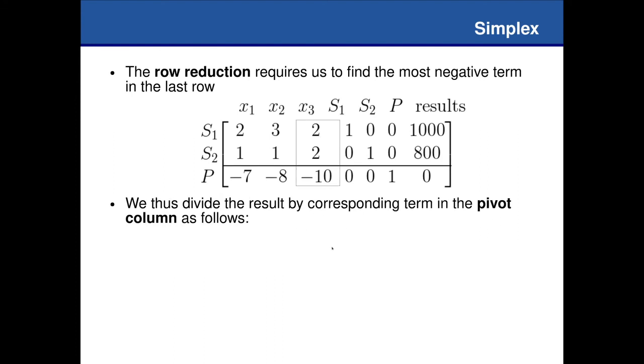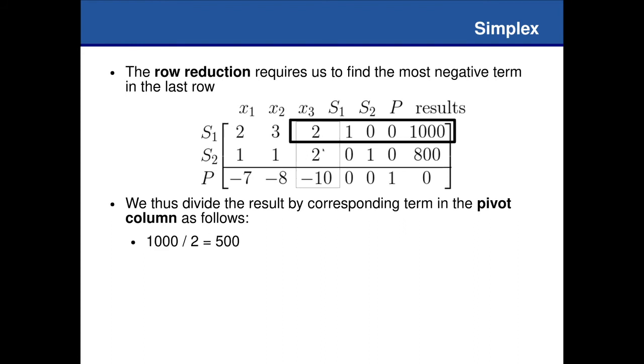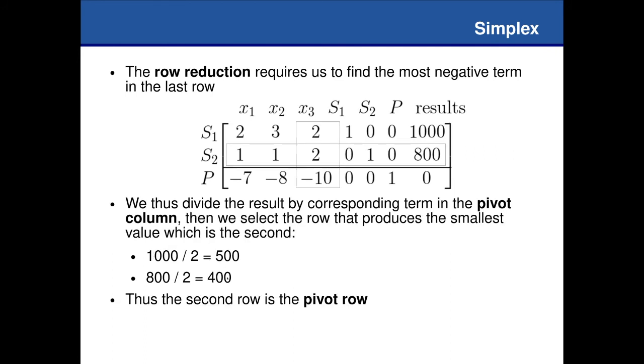Next, of course, we have to select the correct row to work on. The correct row comes after dividing the results by this number that appears over here in my column, which is 2. And here, 800 divided by 2. When I divide both, this will be 500 and this will be 400. I select the smallest value. From this, I will select, of course, this row. So this element over here is my pivot element.